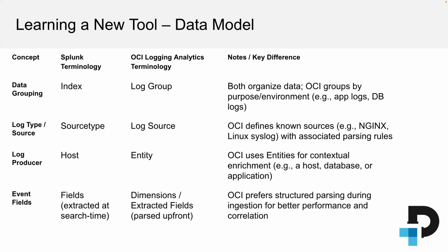So, for example, data grouping: when you want to group your data in Splunk, they call that an index. In OCI Logging Analytics, that's a log group. Your log type or your log source is called a source type in Splunk. It's called a log source in OCI. The producer of the log is a host, or an entity. Then we get to fields, and fields are a little bit different. This is, I'd say, maybe the one major difference between the two platforms.